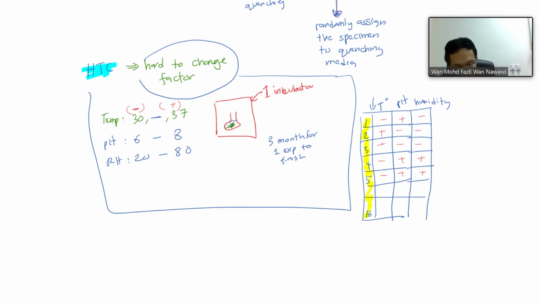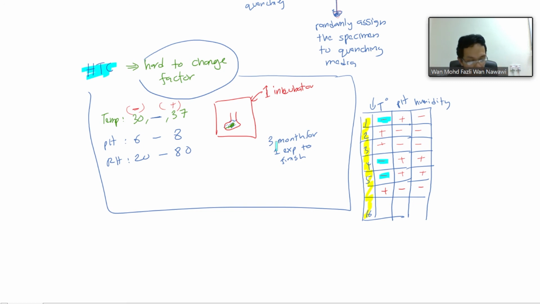So if you look here, look at the temperature part. You see negative here, low level, low level, low level. By right, you should do run number 1. You finish run number 1 first, and then you do run number 2. You cannot go to run number 2 before you finish run number 1.